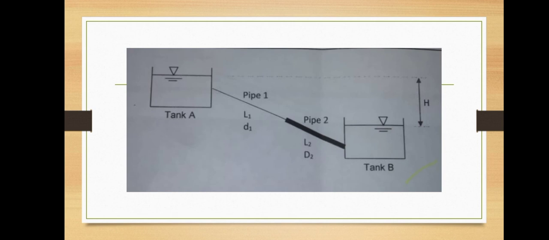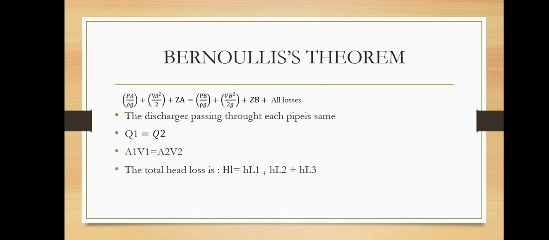Bernoulli's theorem. As you can see, the formula, the discharge passing through each pipe is the same. Q1 equals Q2, A1V1 equals A2V2. The total head loss is HL equals HL1 plus HL2 plus HL3.